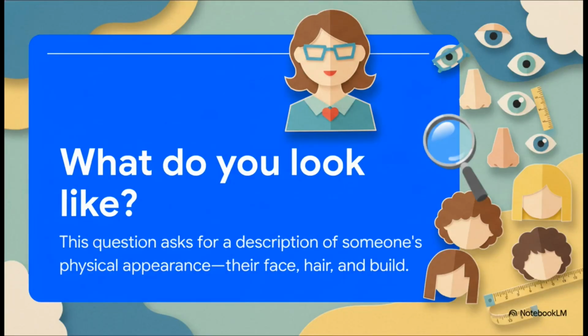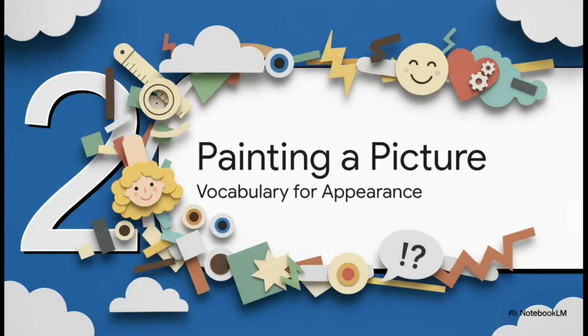Okay, first up, what do you look like? When you hear this, I want you to think physical, visual. The question is basically asking you to paint a picture of someone using your words, and to do that well, you're going to need the right vocabulary. So, let's build up our descriptive toolkit, shall we? We'll start from the top, literally, and work our way down, beginning with the face.